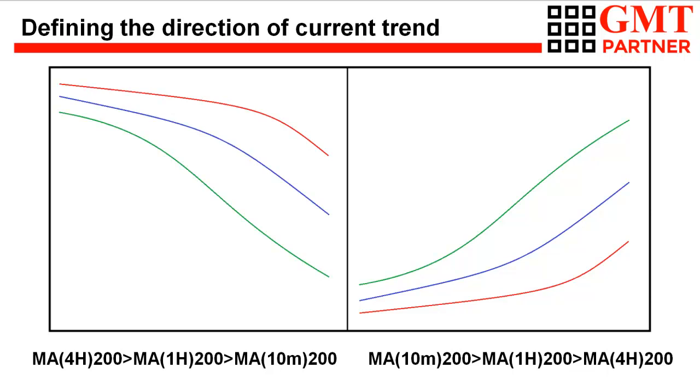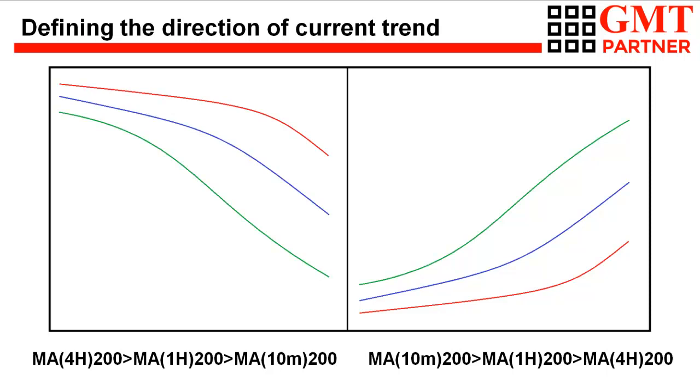The strategy uses the following rule. If the three pairs of moving averages are arranged in a sequence, as shown in the diagram on the left, then the current market trend is down. Such an arrangement of moving averages is called bearish perfect order. Accordingly, if the three pairs of moving averages are arranged in a sequence, as shown in the diagram on the right, then the current market trend is up. Such an arrangement of moving averages is called bullish perfect order.